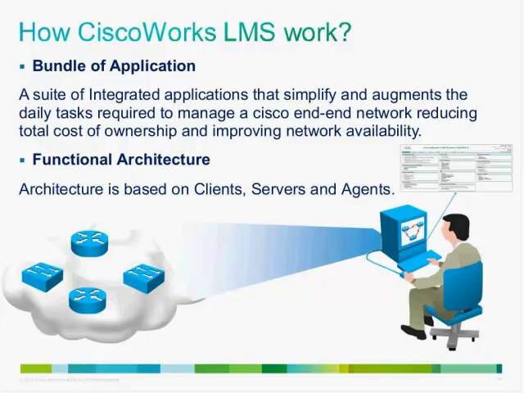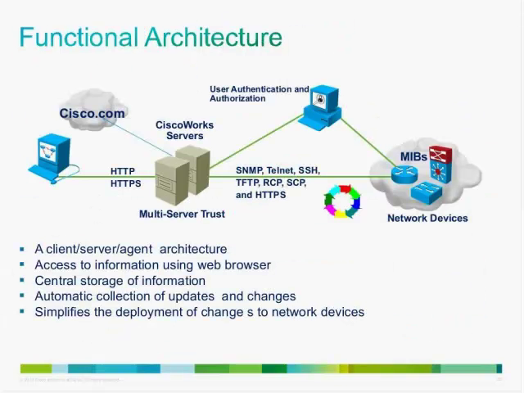So the architecture is actually based on client, servers, and agents. We have the CiscoWorks server, the agents are the network host devices, and the clients are the machines. Clients can communicate with the servers directly to give information and update them. So this is the functional architecture of how CiscoWorks works. We can have a multi-server trust environment where we can plan for any kind of high availability or disaster recovery.